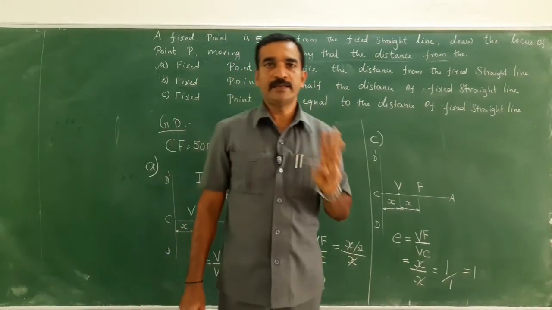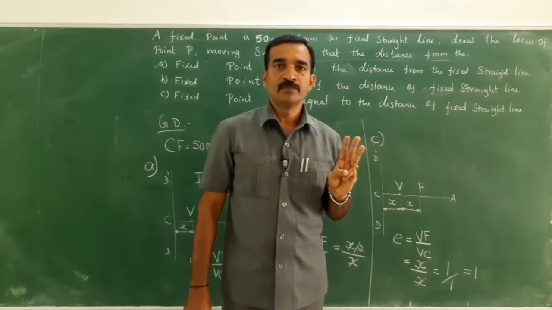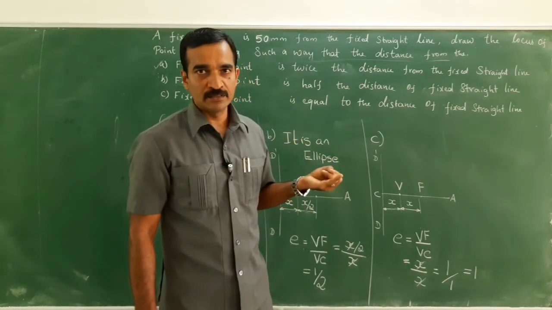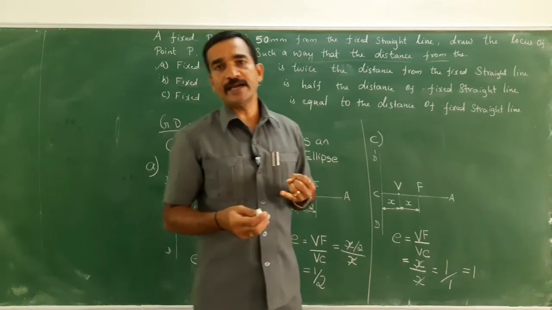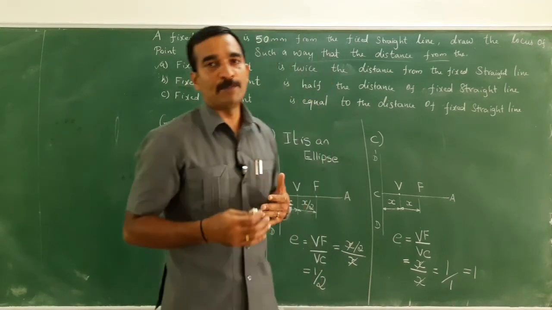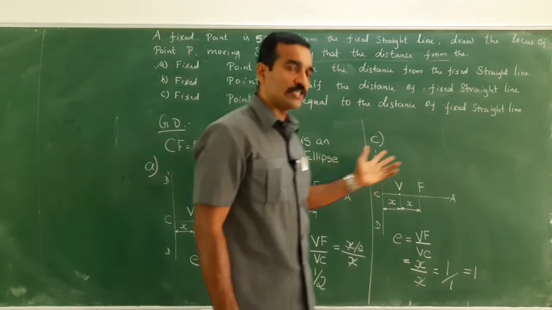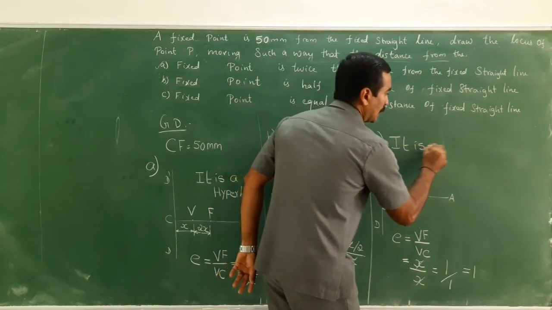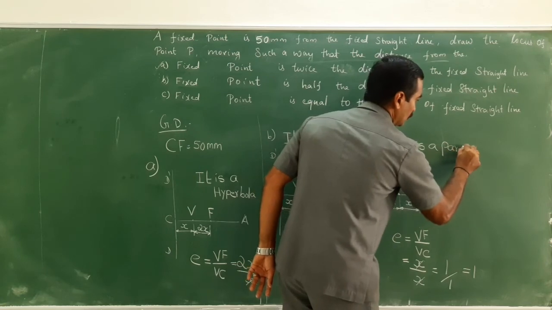So there are three categories, the three types, right? When E is less than 1, it could be an ellipse. When E is greater than 1, it could be a hyperbola. When E is equal to 1, then it is a parabola.